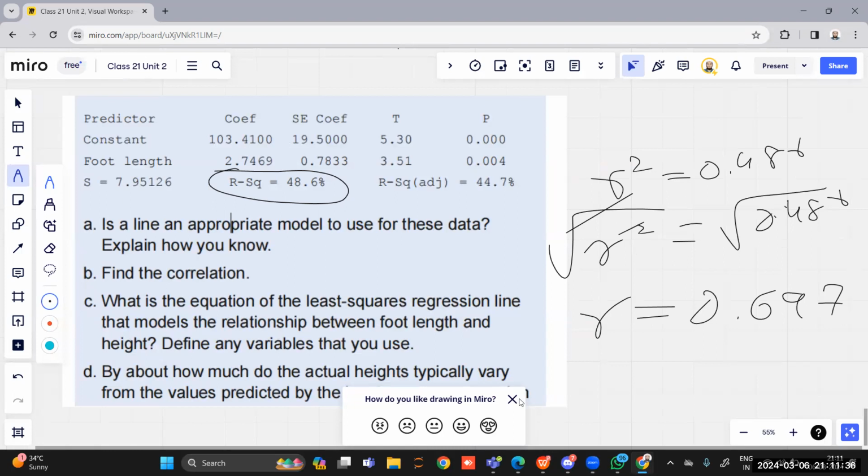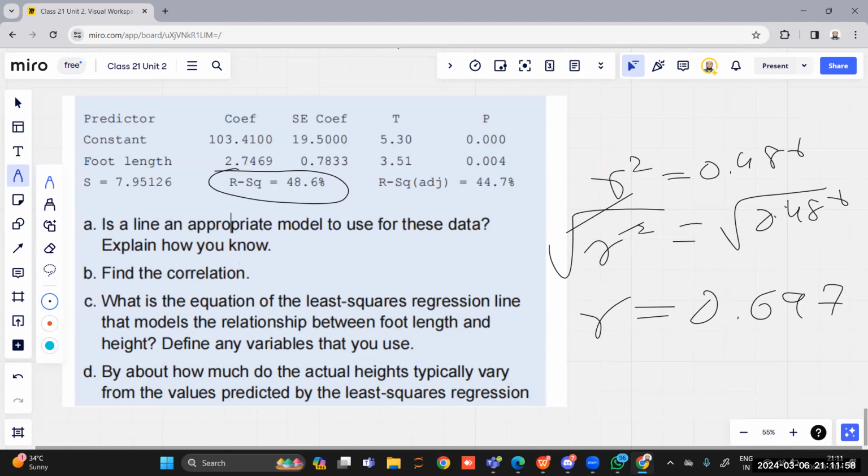Correct. What is the correlation? What is the equation of the least square regression line that models the relationship between foot length and height? Define any variables that you see. Here he has given the things in this data. Can you tell me the equation?